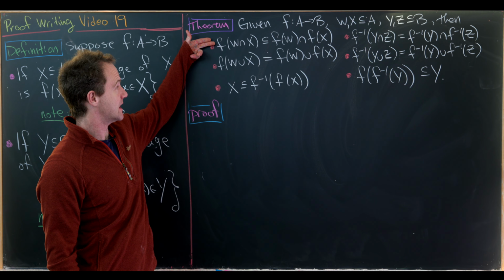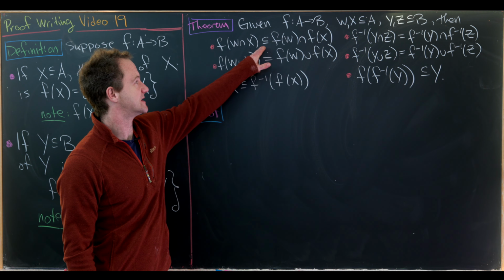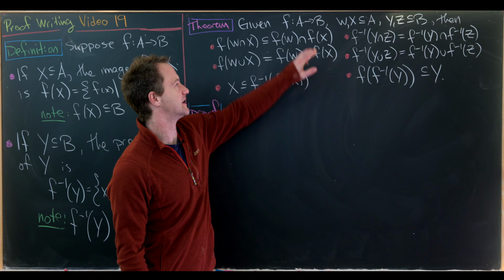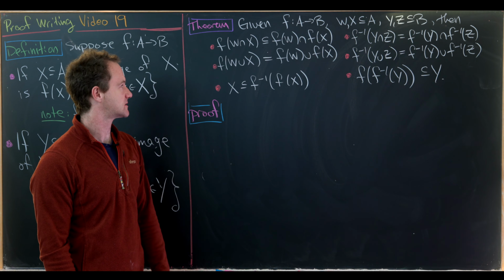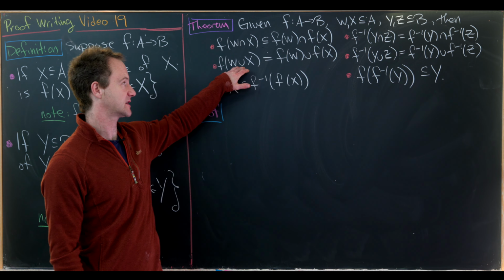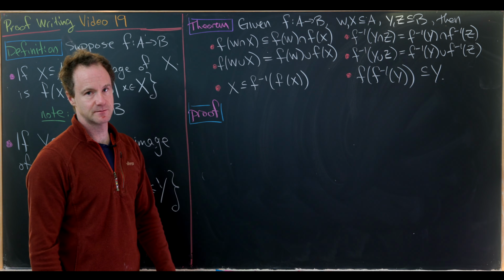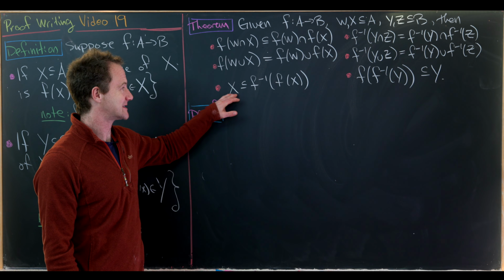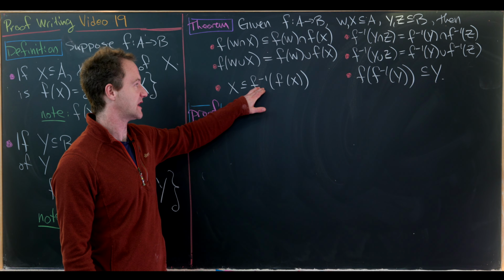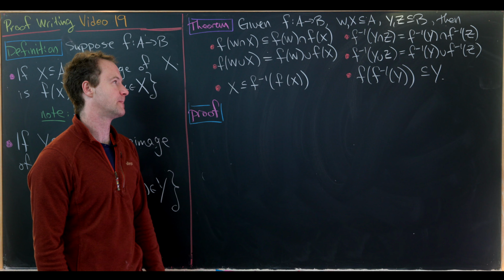So the image of w intersect x is a subset of the image of w intersect the image of x. Then the image of the union of w and x is equal to the union of the images. Then next, x is a subset of the preimage of the image of x. So that's how you would read that properly.